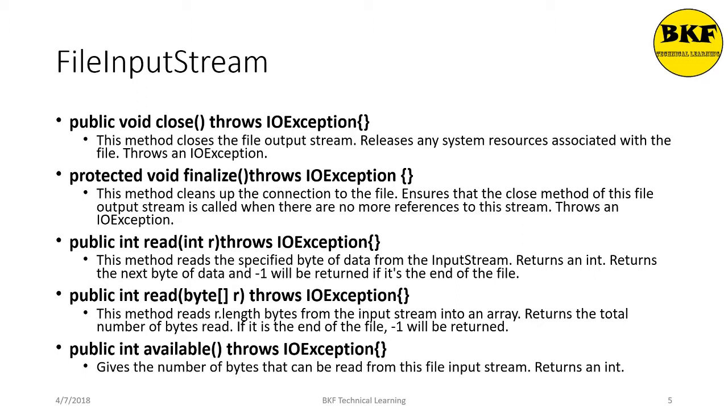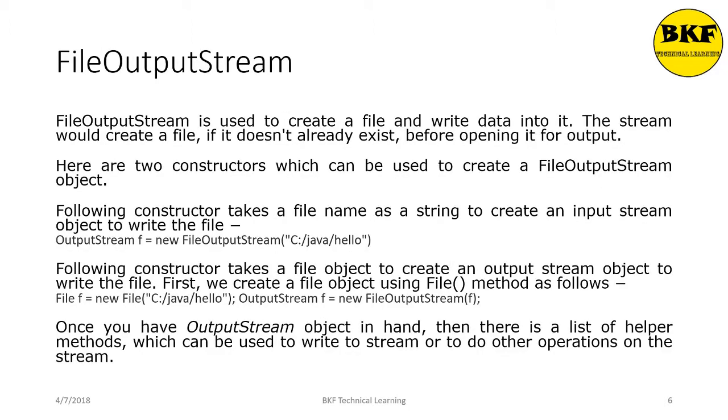Then we have read method which takes no parameter. This method reads the next byte of data from the input stream, returns an int. Returns the next byte of data and -1 is returned if it's the end of the file. Then we have another read method which takes a byte array as a parameter. It reads r.length bytes from the input stream into an array, returns the total number of bytes read. If it's the end of the file, -1 is returned. Then we have available method which gives the number of bytes that can be read from this file input stream. It returns an integer.